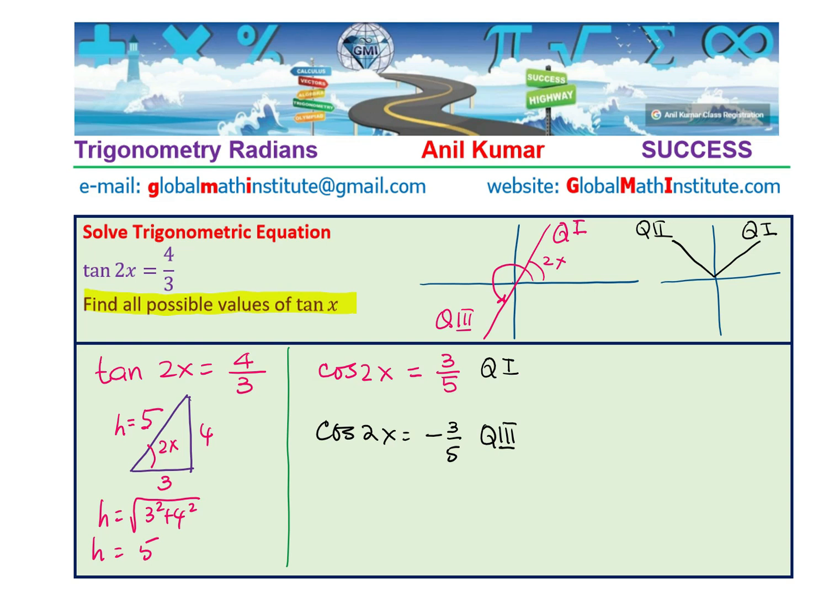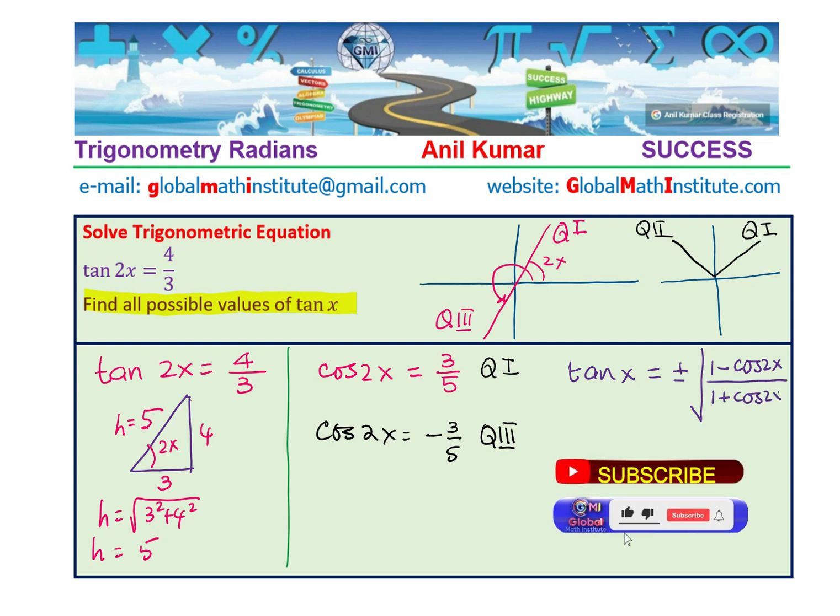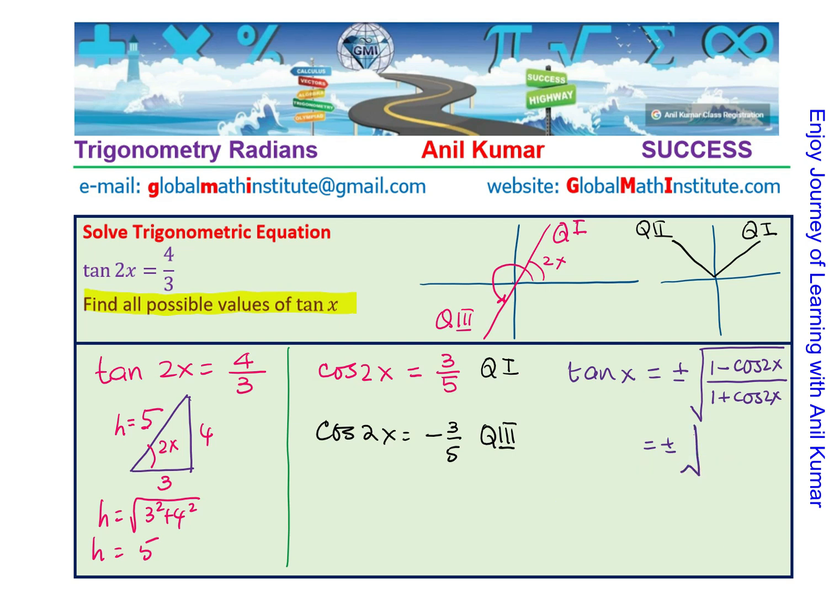And now we can find the value of, as I said, you'll find the value of tan x using the formula. So tan x is plus or minus, we got both the values, right? So 1 minus cos 2x over 1 plus cos 2x. So we have a value here, plus and minus, square root of 1 minus 3 by 5, or 1 plus 3 by 5.